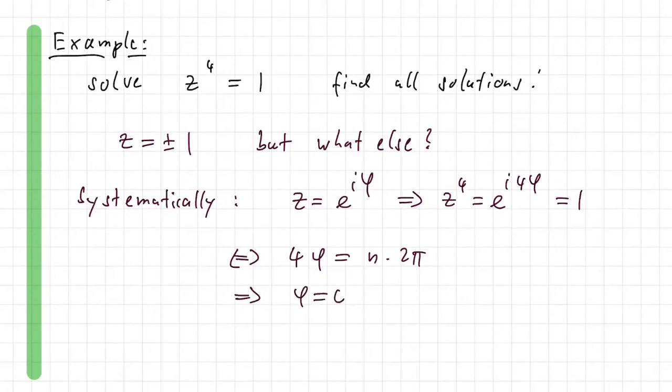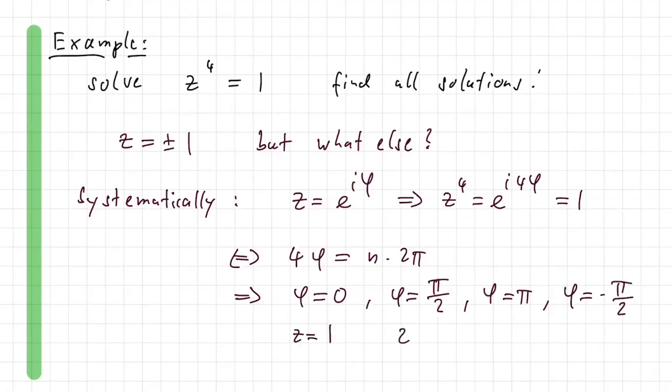Then I can easily write down the solutions phi: for n equals 0, I get phi equals 0. For n equals 1, I get phi equals pi over 2. For n equals 2, I get phi equals pi. And for n equals minus 1, I get phi equals minus pi over 2. And there I see that this gives me z equals 1. Then if you remember, what we showed just above was that z equals e to the I pi over 2 is I. Here we have z equals minus 1. And here we have z equals minus I.